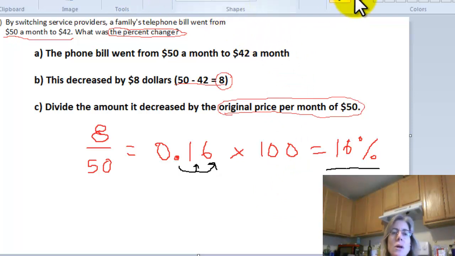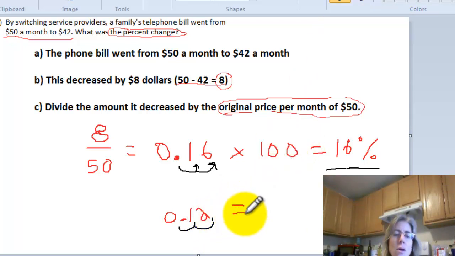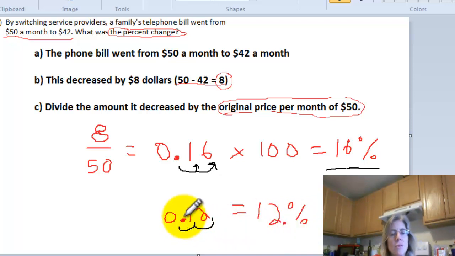So I can do another quick example. If I have 0.12 as my answer, I can move the decimal over 2 places to the right, and that will equal 12% because I moved the decimal to here from here. This is a decimal. It looks kind of funny, but that's a decimal. Okay.